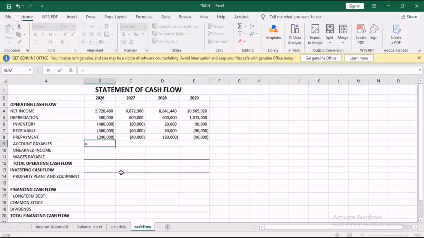Liabilities has a way of making cash available. For instance, if you purchase an item and you don't pay instantly, expecting to pay at the next period, it means that the cash that was meant to be paid out to vendors is retained. So it implies that for the current period, you have retained the cash that will be paid in the next period. So how do we do that?